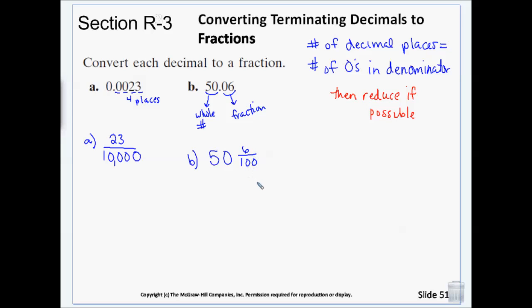Now 6 and 100 are both even, so I can divide those both by 2. So if I divide this by 2 and I divide this by 2, I'm going to get 50 and 3/50ths. And 3 does not go into 50. So I can't, because the only thing I can divide 3 by is 3, and 50 won't divide by 3, so now I'm done.